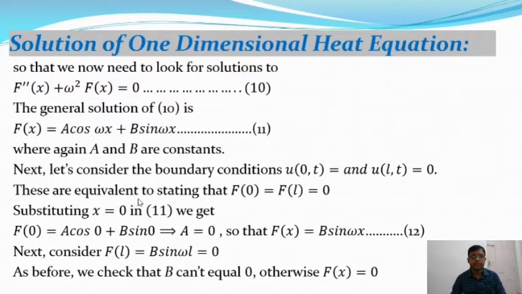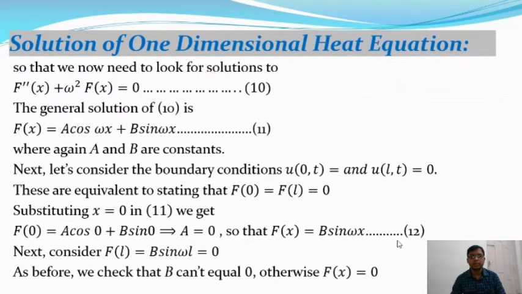So these are equivalent to saying that f of 0 is equal to f of l is equal to 0. At x is equal to 0 and at x is equal to l, the functional value is 0. Now substituting x is equal to 0 in equation 11, we get f of 0 is equal to a into cos 0 plus b into sin 0. Sin 0 is 0, and cos 0 is 1, so we get a is equal to 0. So f of x is equal to b into sin omega x, where a is equal to 0, and from this equation we get this one.